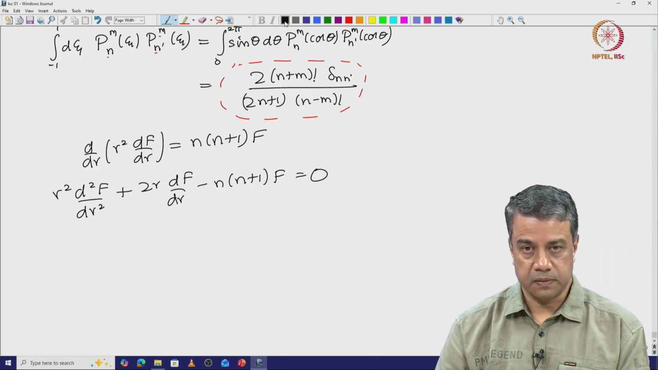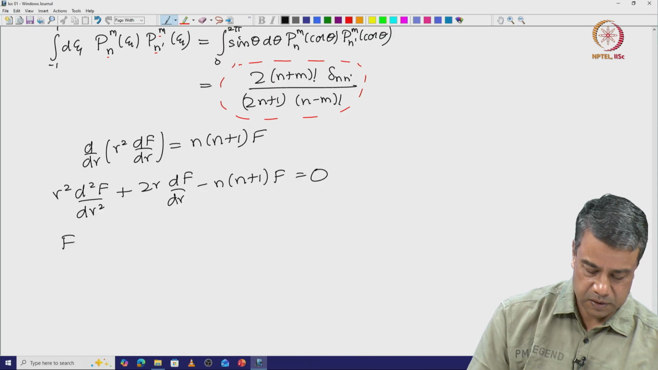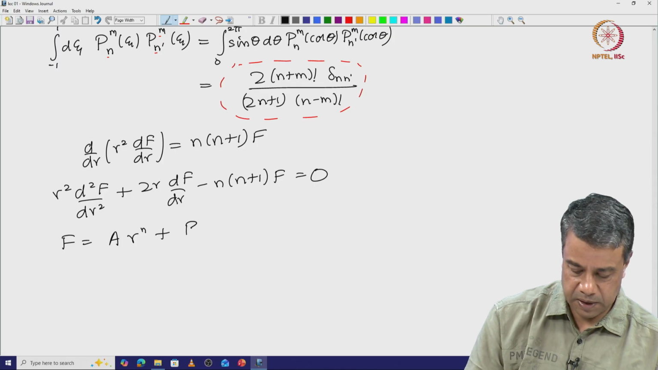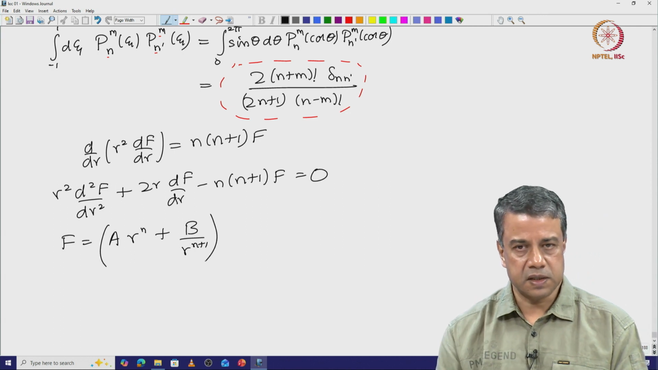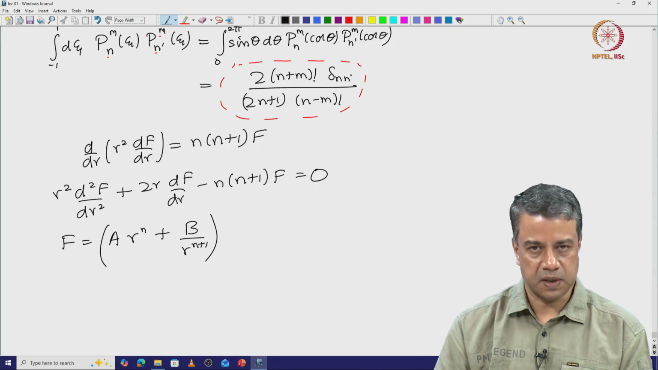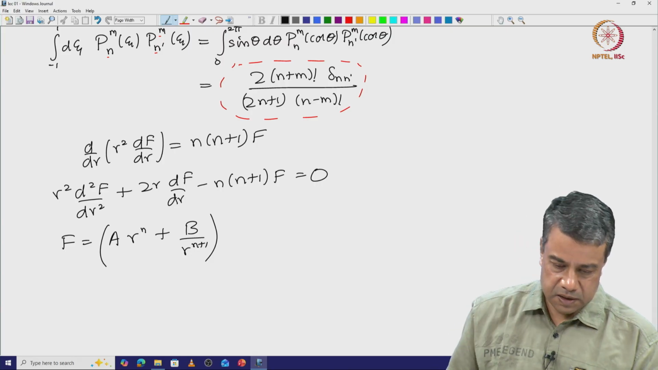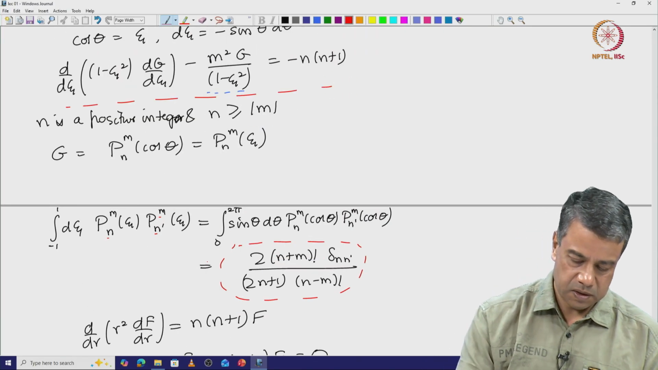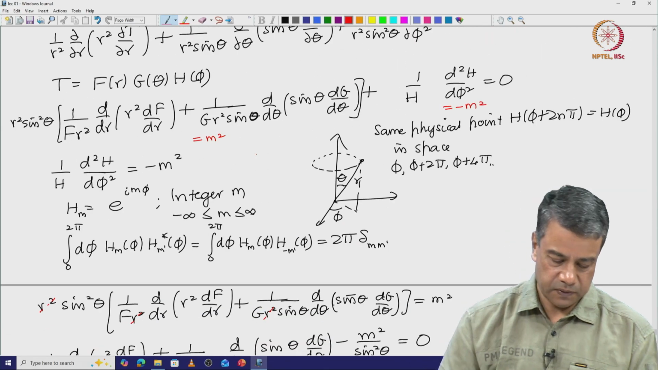We had already solved this when we did the Legendre polynomial expansion for an axisymmetric problem, and f turns out to be equal to A r power n plus B by r power n plus 1. The growing harmonic increases proportional to r power n, the decaying harmonic decreases proportional to 1 over r power n plus 1. So, that is the solution for f, this is the solution for g in terms of theta, and this is the solution for h.